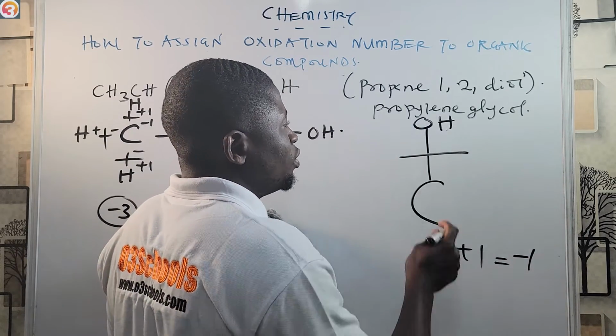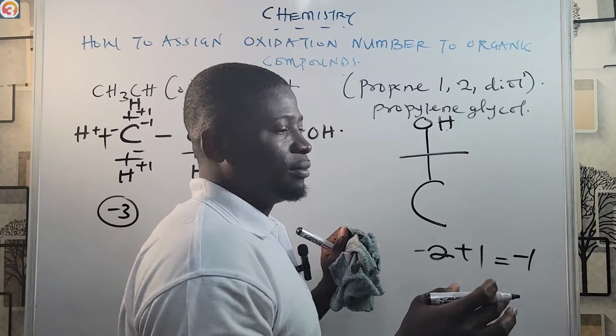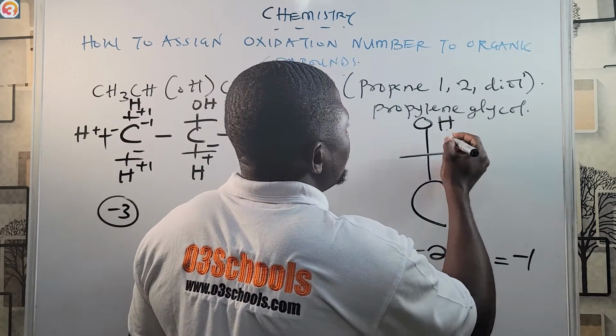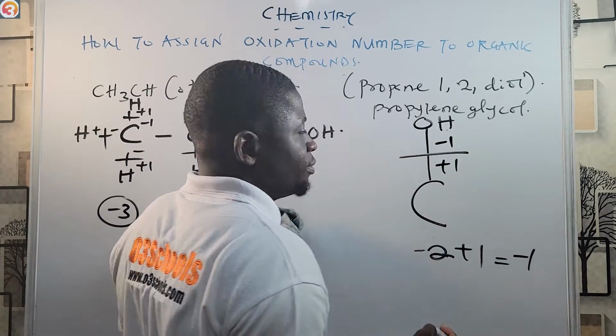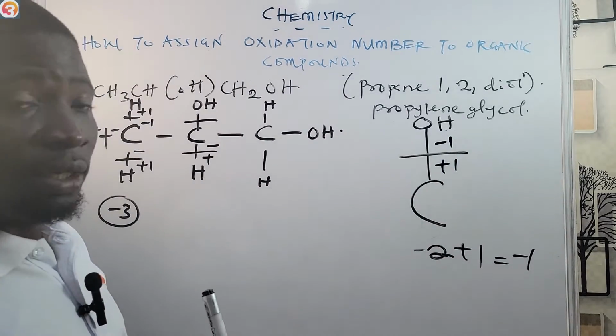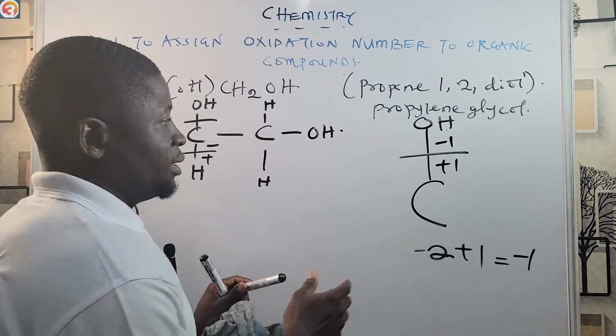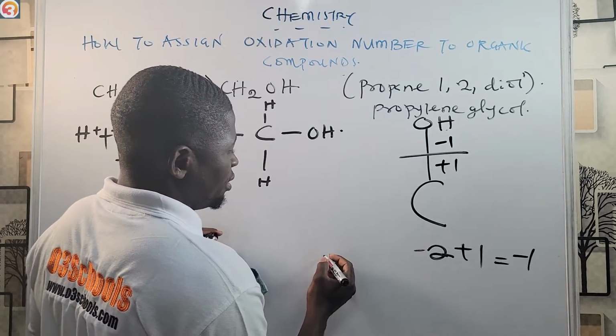All right. That means OH itself has -1. If OH itself has -1, this means that C we have +1. Are we clear? So that means C there we have +1. Because the reason, imagine you have COH.